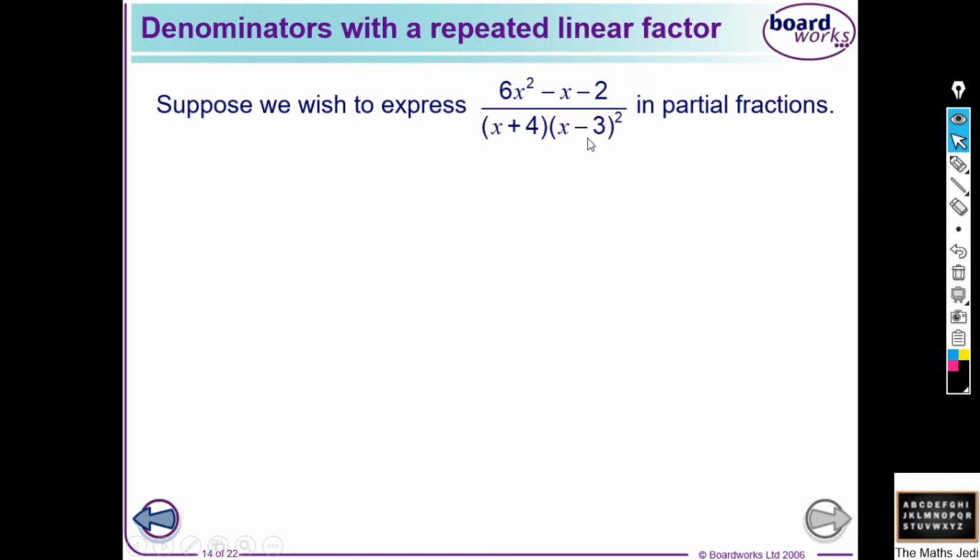It has a repeated linear factor here, so x minus 3 squared. So it's called a repeated linear factor because this is a linear factor, but of course you've got two of them. So that's why it's slightly different. It's a slightly different method for working for these than in the previous video.